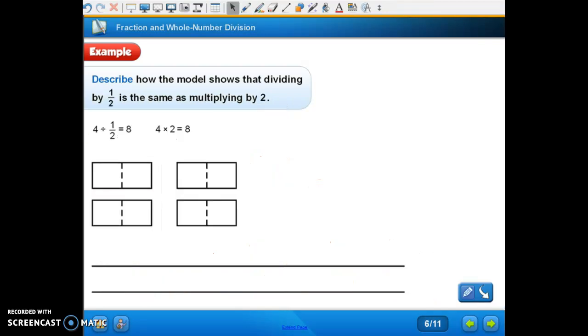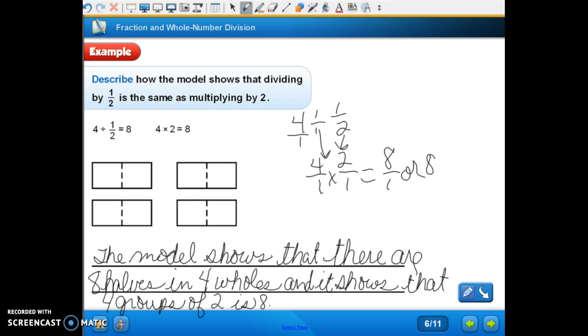Okay, now we're looking at number 2 on the top of page 354. This is model B. Describe how the model shows that dividing by 1/2 is the same as multiplying by 2. So I have 4 wholes, and I divide each one of those wholes into halves. So now I have 4 wholes, and I have made them into 2 parts. So 4 times 2 is 8. So here's that written in words. The model shows that there are 8 halves in 4 wholes, and it shows that 4 groups of 2 is 8.